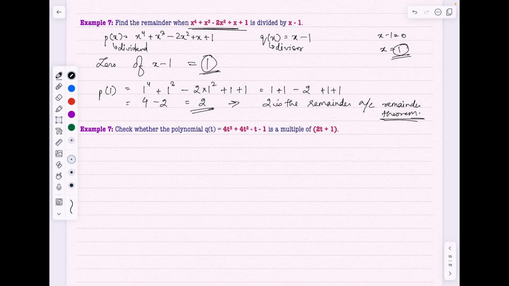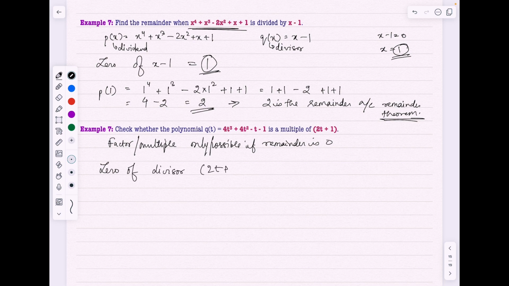Now it is said to check whether the polynomial is a multiple of 2t plus 1. See, a factor or multiple is only possible if the remainder is 0. So we have to check whether the remainder is 0. For that, I have to find the 0 of the divisor first.